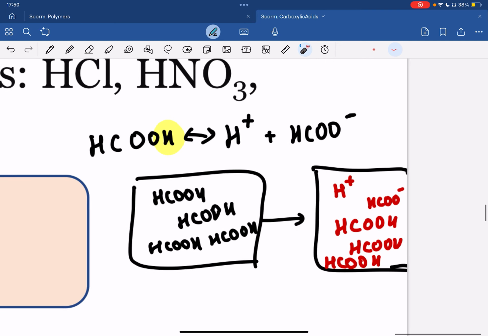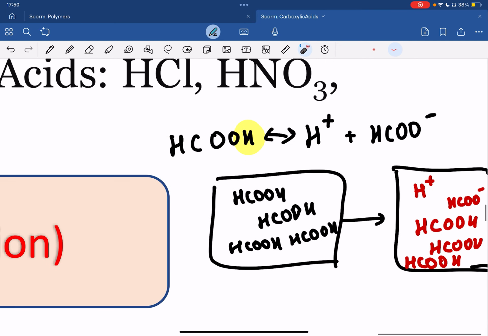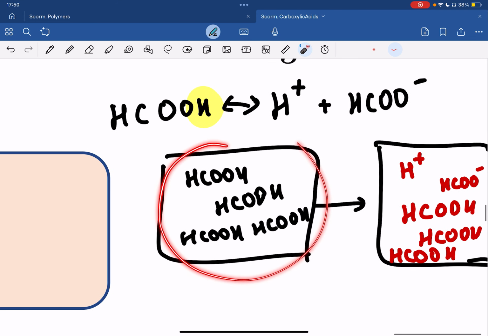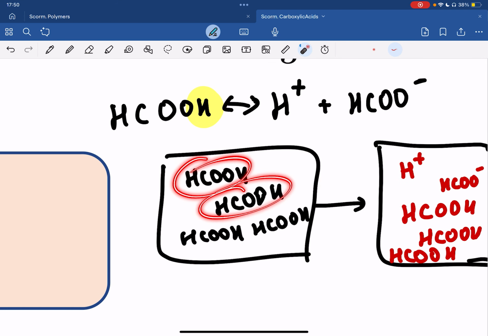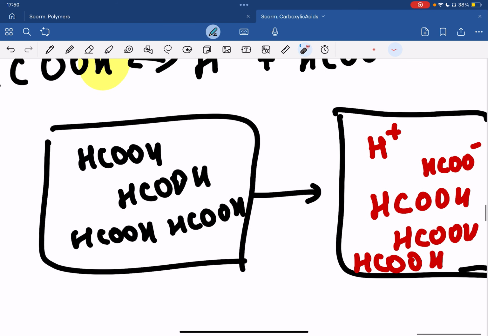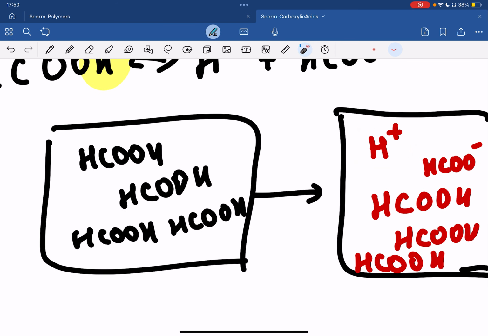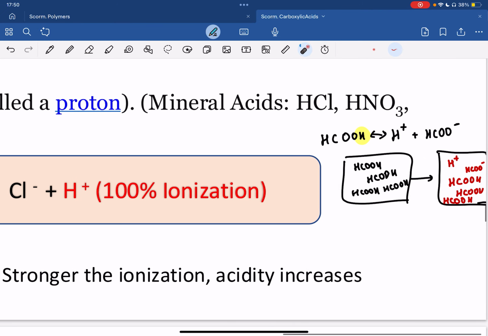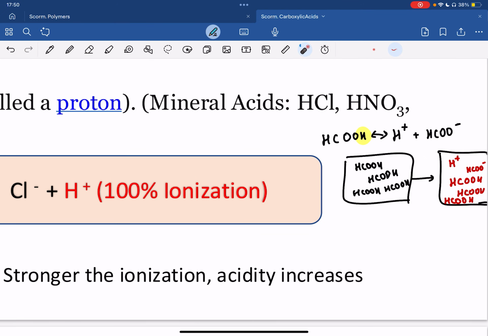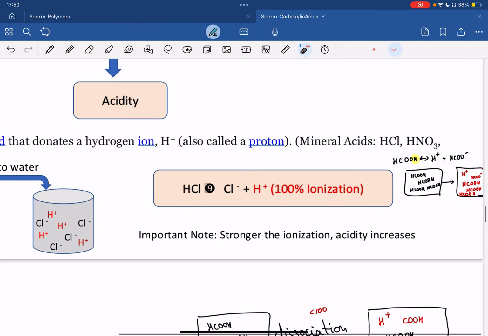But carboxylic acids are regarded as weak acids. You see, we have a double arrow, meaning it is a reversible reaction. It cannot fully ionize. Imagine we have four formic acid molecules in the environment. Maybe only two or three of them ionize. It means that as they cannot fully ionize, the number of hydrogen ions is less. As the number of hydrogen ions is less, acidity is less.